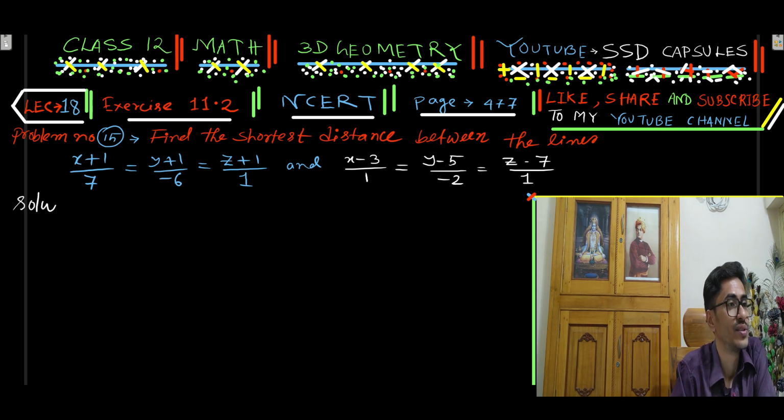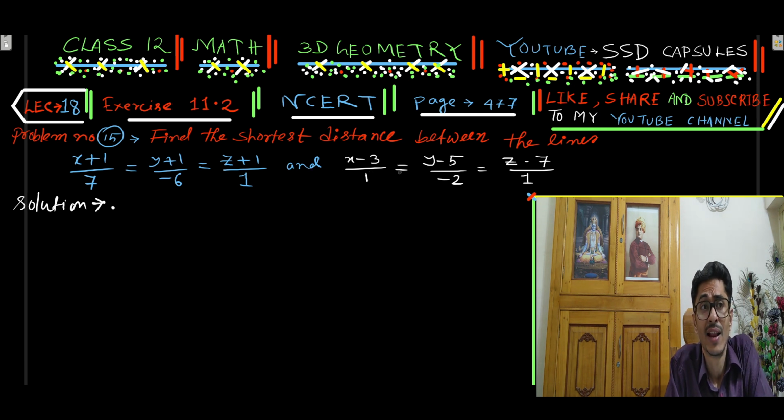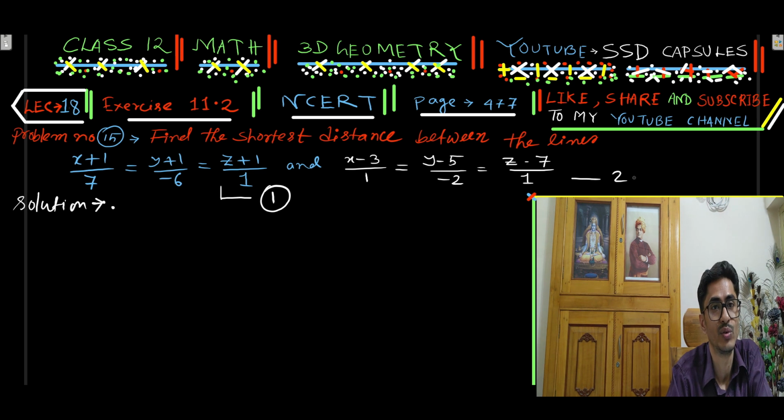So let's start the solution. First we have to check whether the two lines are parallel or not. Here see these terms: x plus 1 by 7, y plus 1 by minus 6, z plus 1 by 1, that is 7, minus 6, 1, and here 1, minus 2, 1. These are nothing but the direction ratios of the lines parallel to the respective lines given here. Say equation 1, say equation 2.